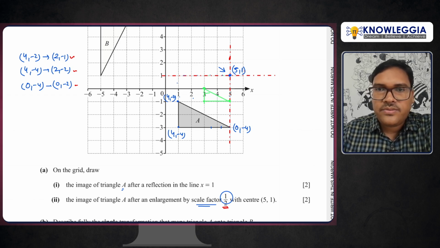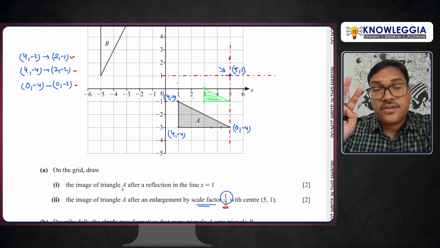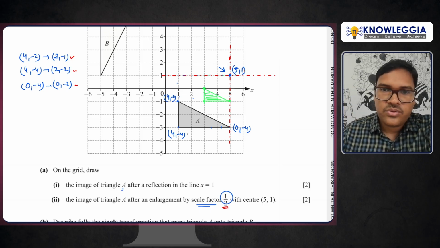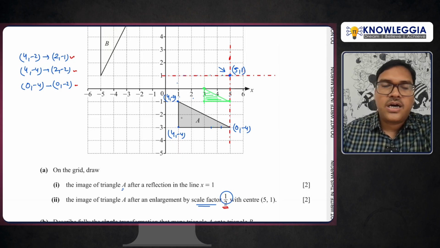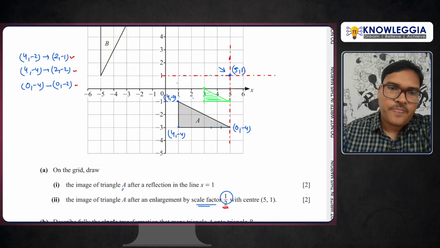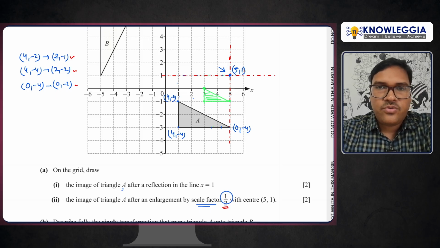This is, you can say, the image about 5 comma 1 with a scale factor of half. You can see every side is reduced by half. You can see this is 2 units, so this is 1 unit. This is 1, 2, 3, 4 units. So this side you can see this is 1 unit. So this is how you can easily draw this image. Okay. For drawing with a scale factor, you can just use this concept.